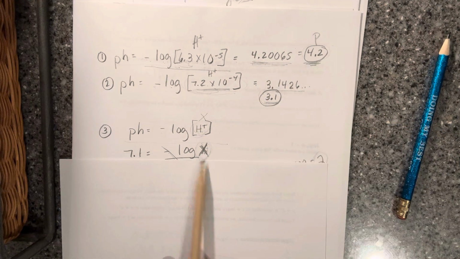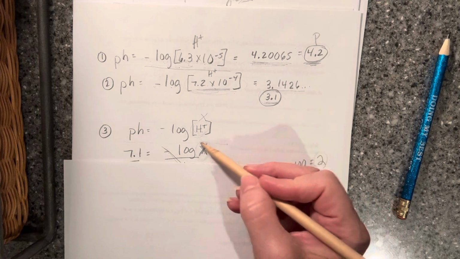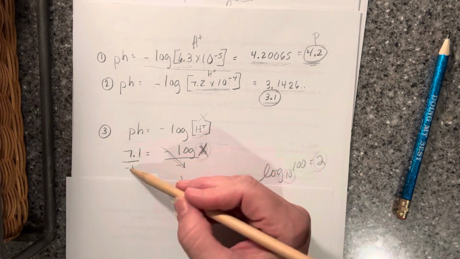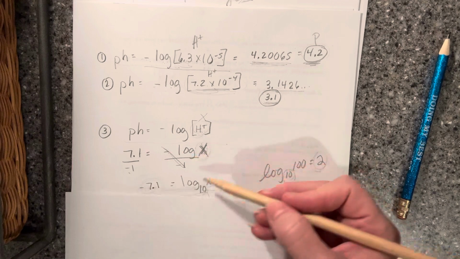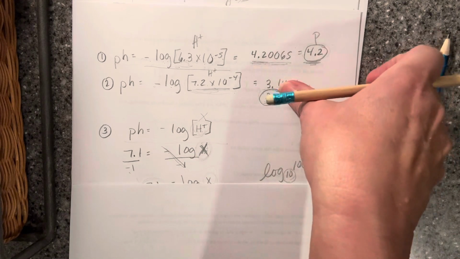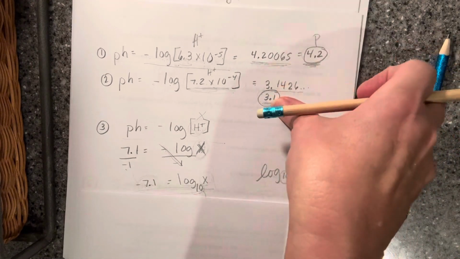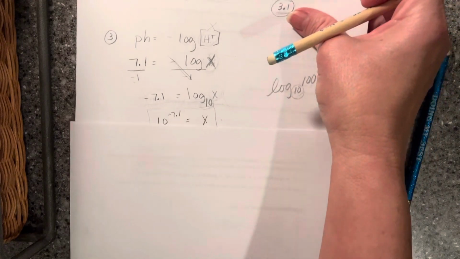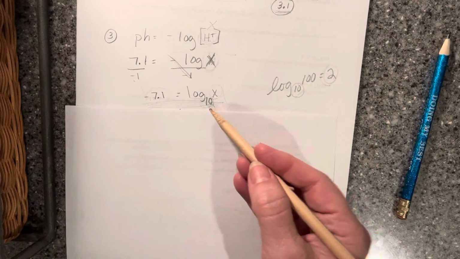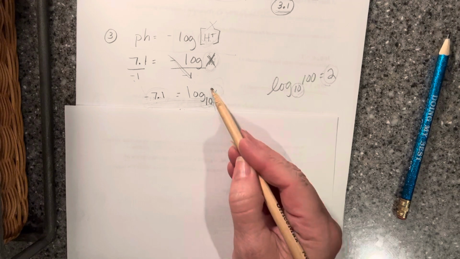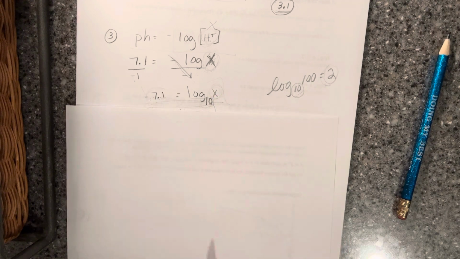7.1 equals that. So to solve for X, the first thing I would do is divide out that negative sign on each side, leaving log of X. And notice it's a base 10 log, a common log, just regular base 10 log that you can use on your calculator, of some unknown equals negative 7.1.